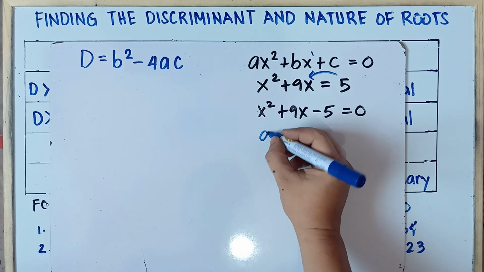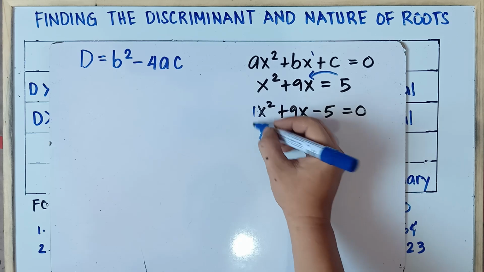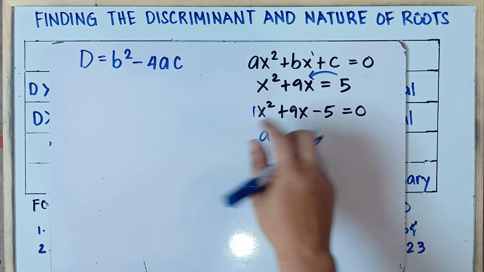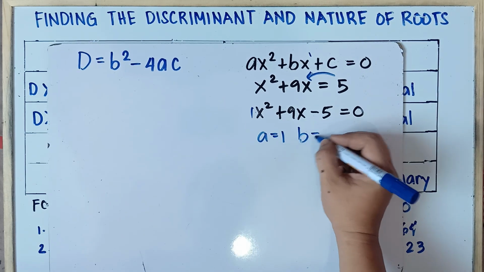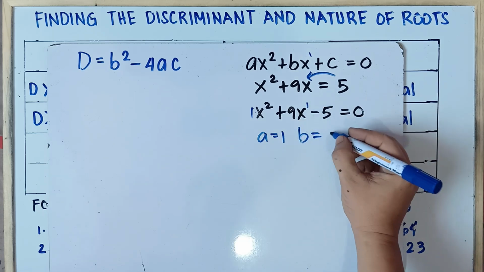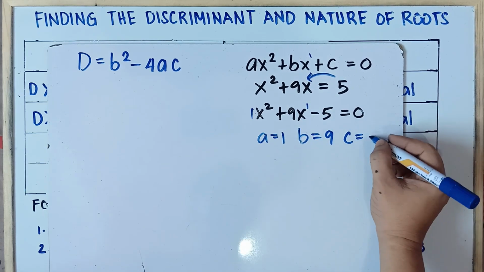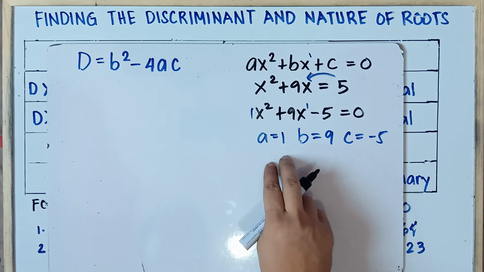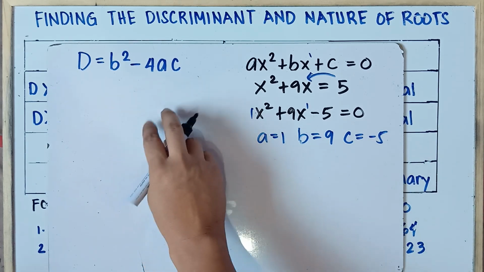So our A is beside x squared. Understand that if you don't see any number before x squared, there's a 1. Our A is 1. Our B is beside x with an exponent of 1, so our B is 9. And our C is negative 5. Then simply plug in the values for A, B, and C in the given formula.